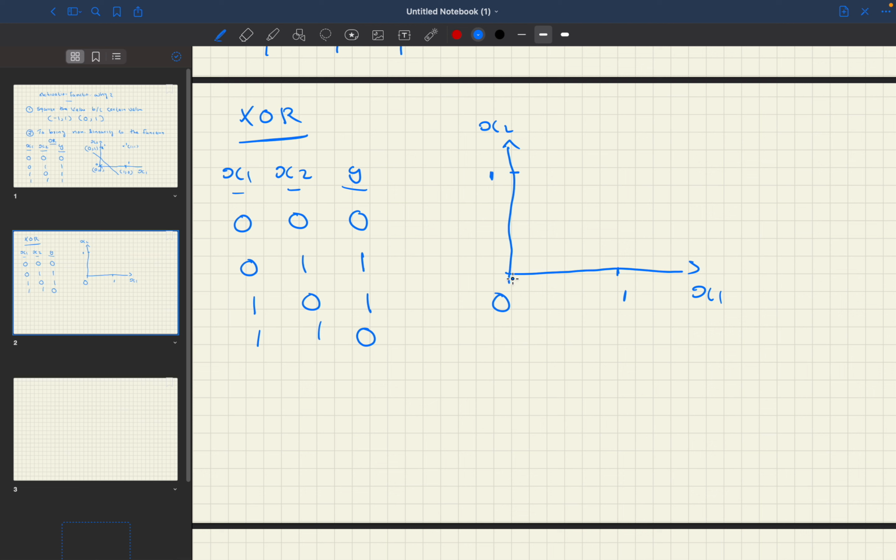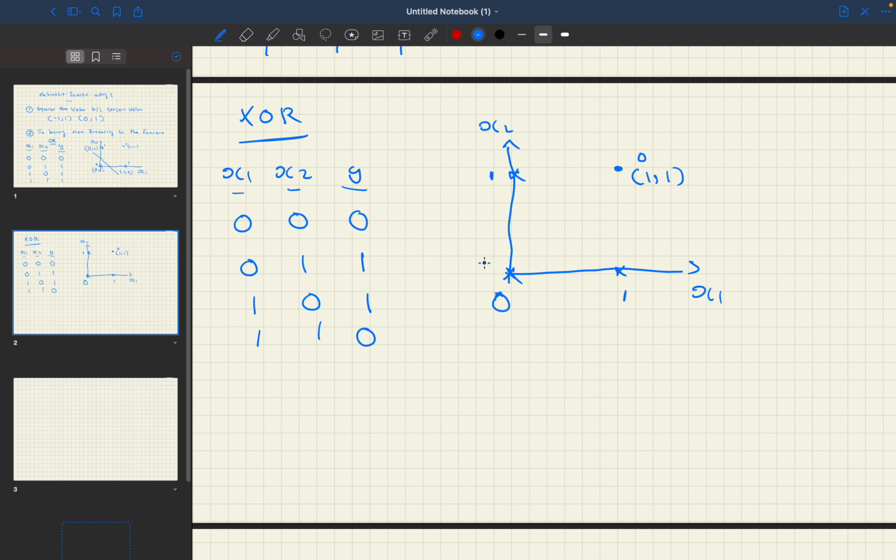So 0 0 will be 0, here. 0 1 will be 1, here. And 1 0 will be 1. And 1 1 will be 0, so 1 1 will be somewhere here. Here the result is 1, and here the result is 0, and here the result is 0.